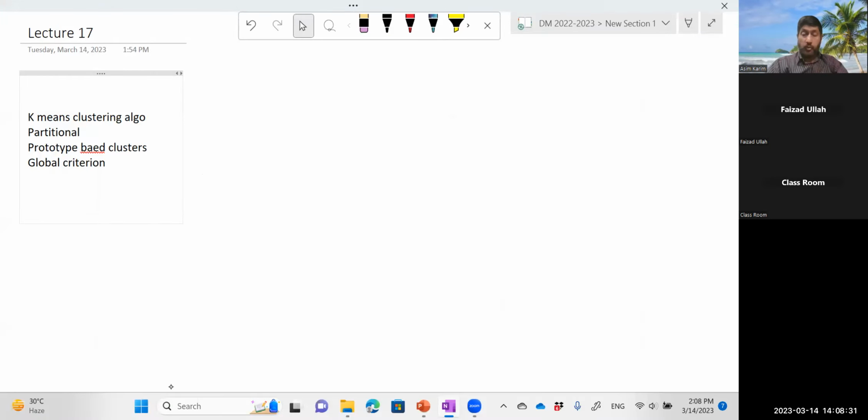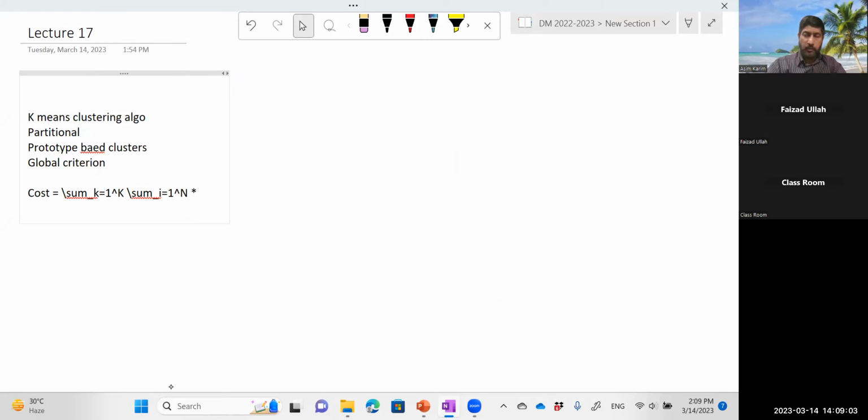ठीक है. So we said that there is an objective function, a cost function. So cost function basically is the sum of all the distances, the sum of the similarities or distances of each object from its corresponding mean. ठीक है. तो sum for all k is equal to 1 to K, and then you have another sum of all objects i is equal to 1 to all n.